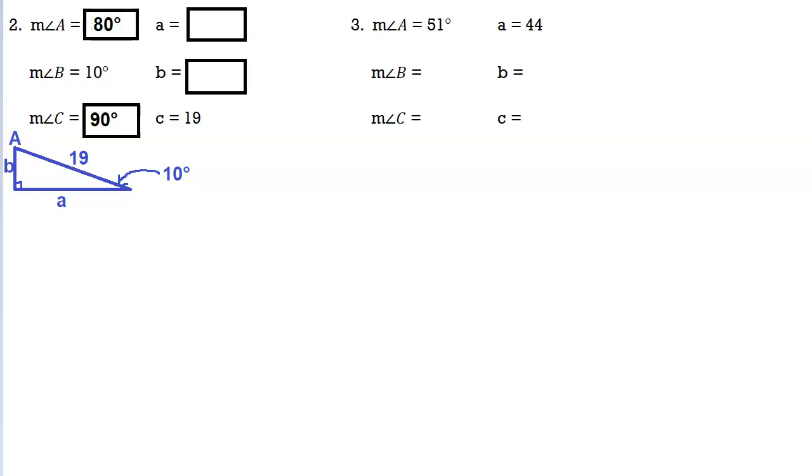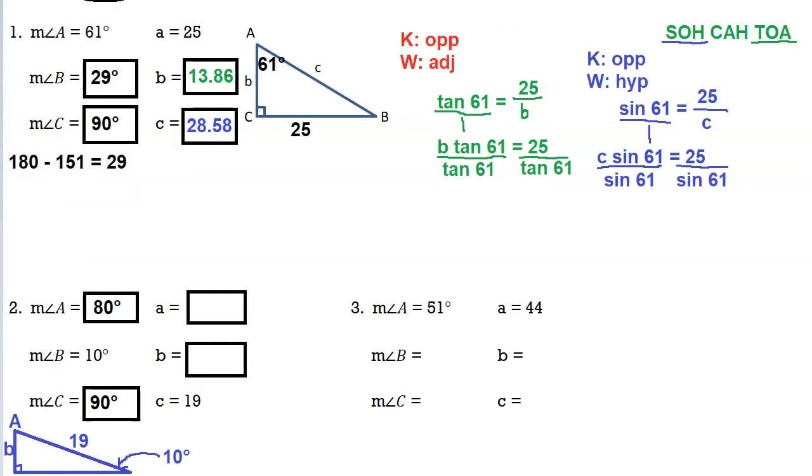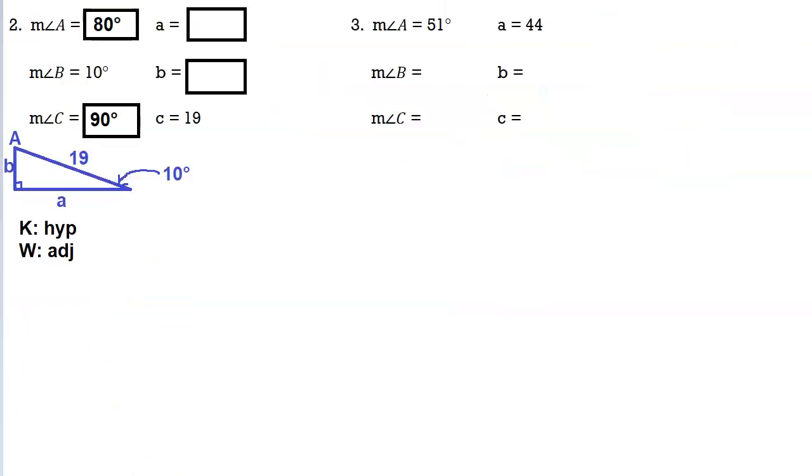So again, I told you I was going to help you start problem number 2, and then you're going to finish it. So let's just go in order and let's solve for little a. In this problem with little a, the thing that we know is the hypotenuse, and the thing that we want to know, if we're solving for little a, that is the adjacent side. So we know the hypotenuse, we want to know the adjacent. That means we are going to use cosine, because based on our rules from before, cosine is adjacent over hypotenuse.